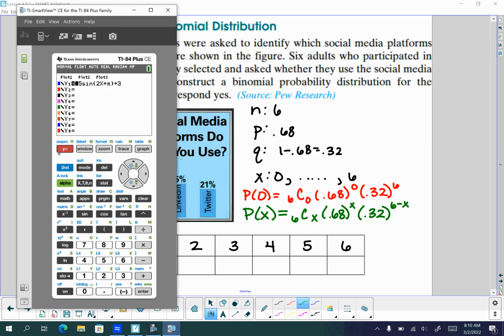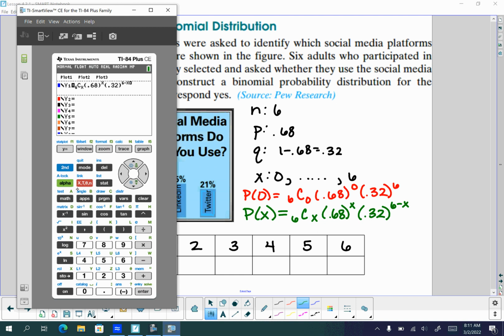I'm going to go to y equals, clear out what I've got in there, and put exactly that in. So in y equals, I'm going to hit math, go over to probability, and select number 3. 6 choose x, just your regular old x that you used in algebra. Then 0.68 to the x power and 0.32 to the 6 minus x power. Okay, and that will account for all the different values of x that I have here.